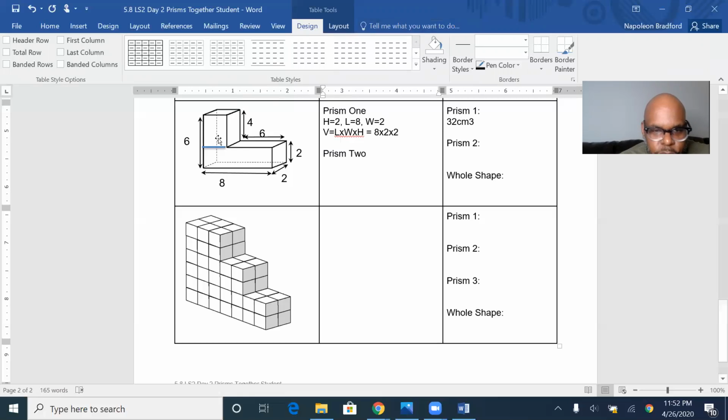All right. So prism 2, you now are only looking at this piece right here. So instead of having a length of 8, this tells you that this part is 6, so you have a length of 2. So you have a length of 2. Instead of having a height of 6, this tells you that you only have a height of 4. And you have the same width, which is 2.